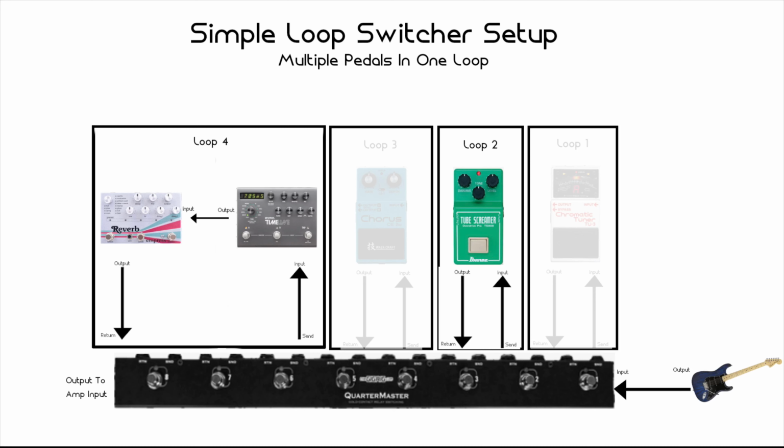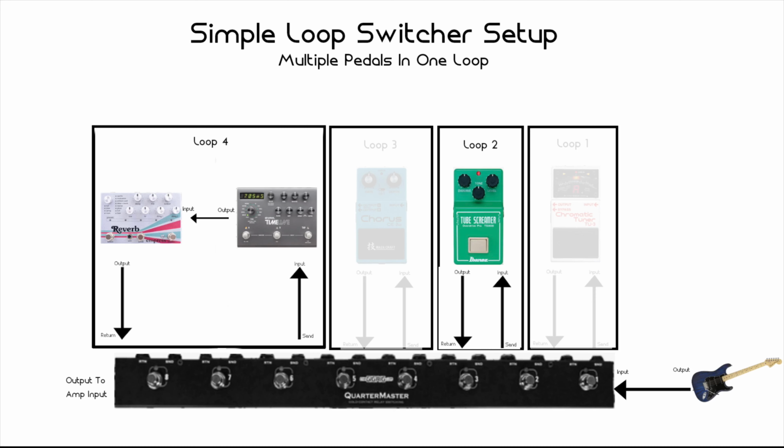You can see in this example, we have moved the reverb into loop 4 with our delay. Now when we activate loop 4, the signal flows into the delay, then through the reverb, then back to the switcher before going to the amp. If we deactivate loop 4, this deactivates the delay and reverb from the flow. In this situation, if you wanted to use the delay without the reverb, or vice versa, you would have to turn it off on the pedal directly. However, the signal still passes through the pedals if that loop is activated.